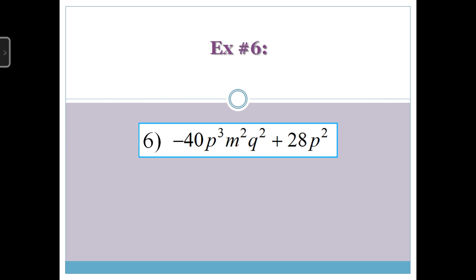Okay, example number 6. Okay, so you guys should be writing down the factors of negative 40 and 28. And once again, some of you guys might know all of those right off the top of your heads. Okay? Why don't you just pause the video and see if you can do the whole thing on your own. Good luck.